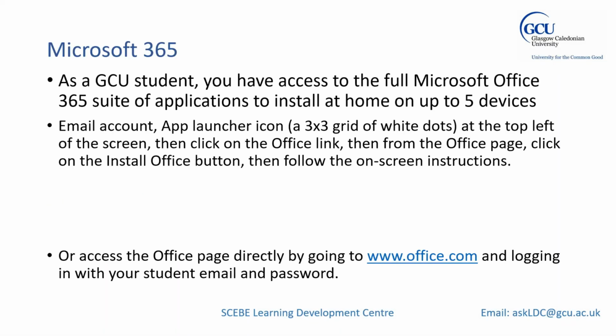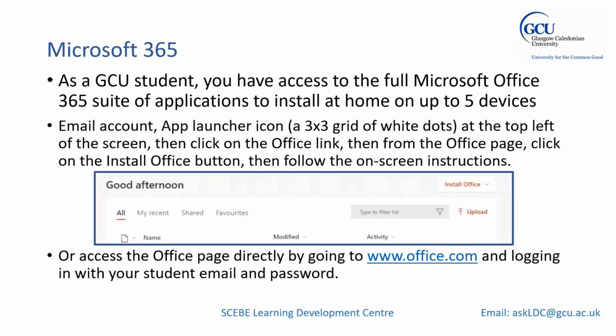Microsoft 365. As a GCU student, you have access to the full Microsoft Office 365 suite of applications to install at home on up to 5 devices. So you go into your email account, the app launcher comes up, a 3x3 grid of white dots at the top left of the screen, and click on the Office link, then from the Office page, click on the Install Office button, then follow the on-screen instructions. Or you can access the Office page directly by going to www.office.com and logging in with your student email and password.